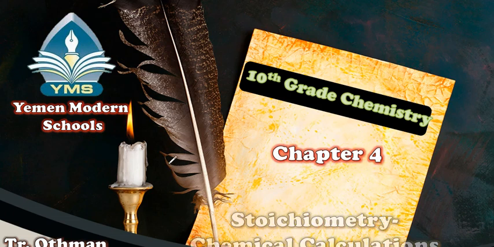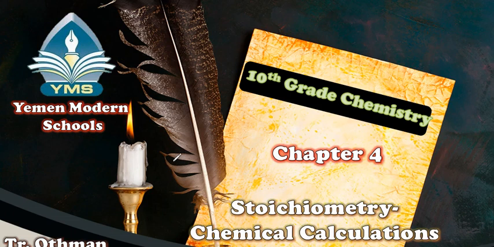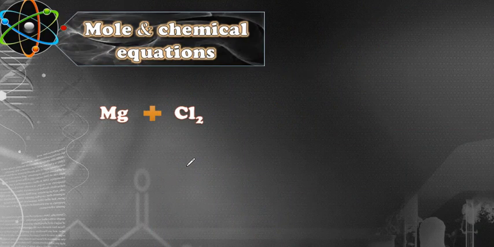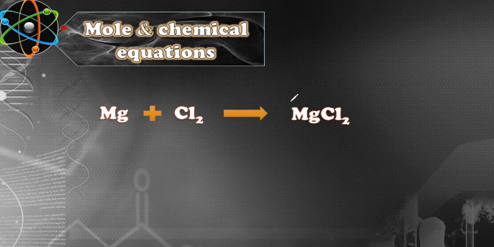In this video, we are going to look at moles and chemical equations. We have here an equation: magnesium plus chlorine gives you magnesium chloride. The law of conservation of mass says whatever you have in the reactants is going to be in the product. So the masses of the reactants equal the masses of the product.